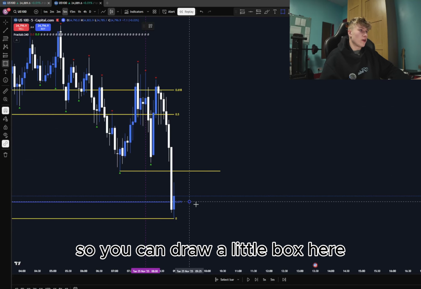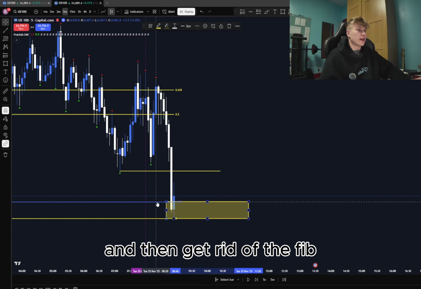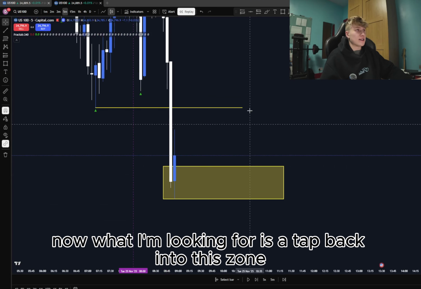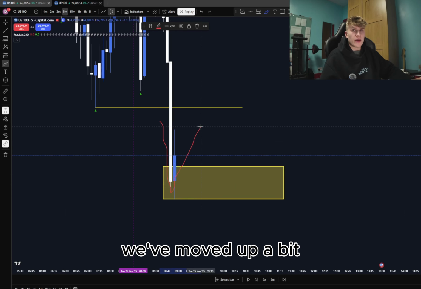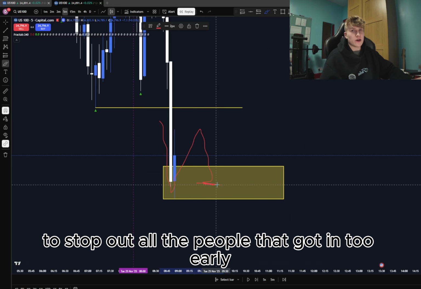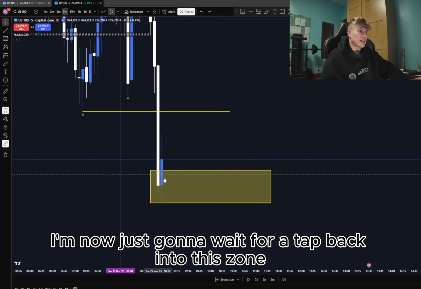You can draw a little box here, or you can leave the fib on, whatever you want to do. For me, I'm just going to draw this box and then get rid of the fib so it's a bit clearer. Now what I'm looking for is a tap back into this zone, because what we've done here is we've swept liquidity, we've moved up a bit, and we're looking for a tap back into this zone to stop out all the people that got in too early, and then we can rip up in that direction. So I'm now just going to wait for a tap back into this zone.